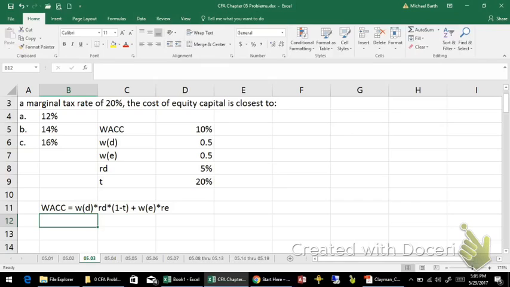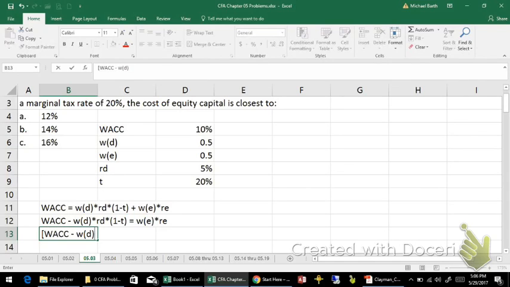So if I subtract, let's start by rearranging the terms. WACC minus the weighted debt times RD times 1 minus T would be equal to the weight of equity times the cost of equity. Alright, now if I divide both sides by the weight of equity, then what I'll have is WACC minus the weight of debt times the cost of debt times 1 minus the tax rate divided by the weight for equity would be equal to RE, the cost of equity.